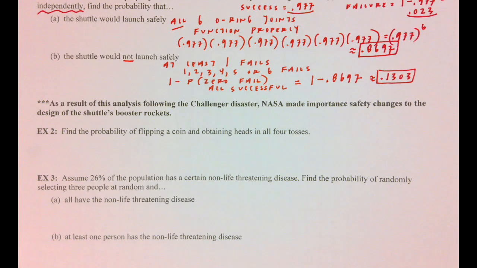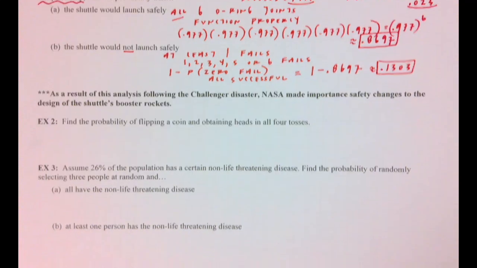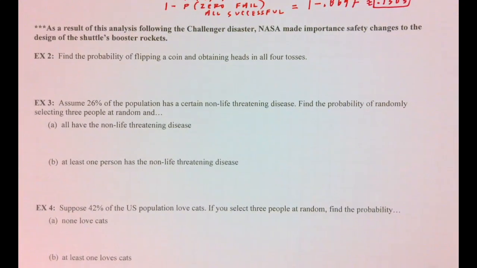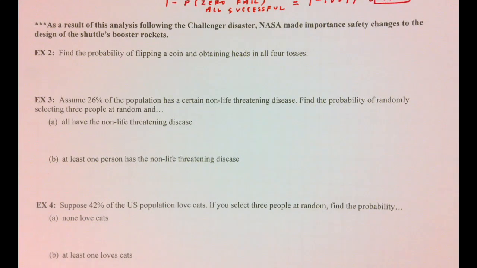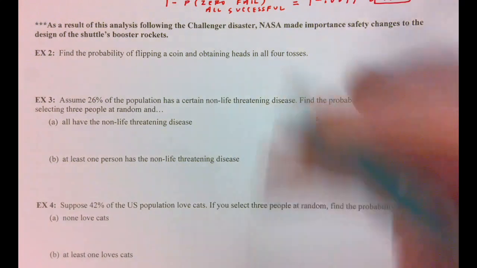All right, more examples. So find the probability of flipping a coin and obtaining heads in all 4 tosses. Now this scenario is completely independent.